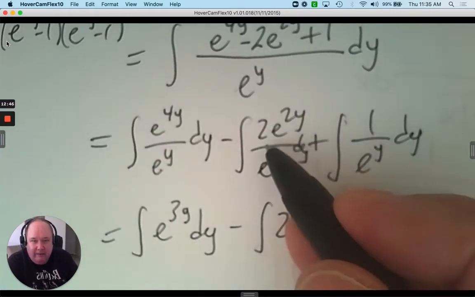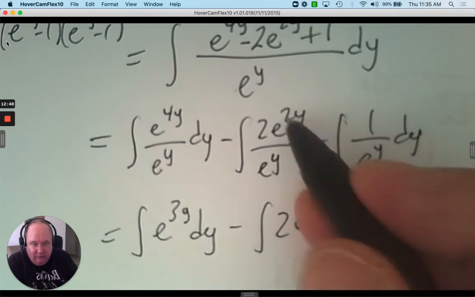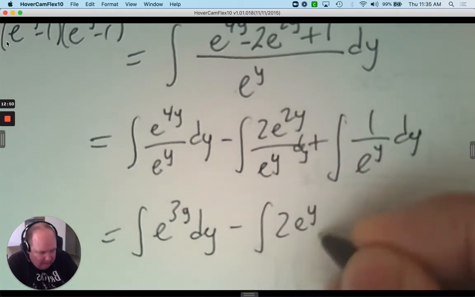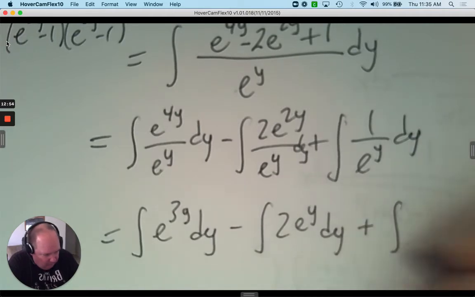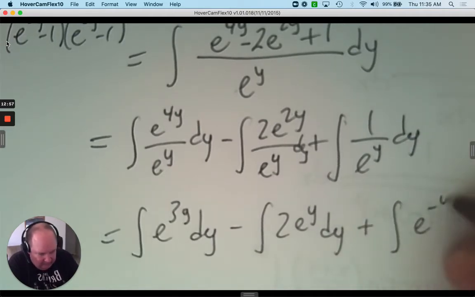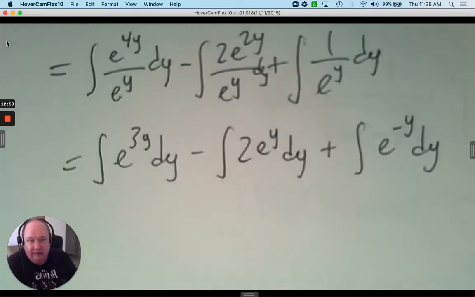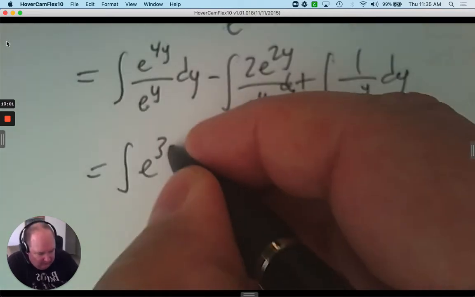Again, if the bases are the same, subtract the exponents. So 2y subtract y is 1y. And then 1 over e to the y is just e to the negative y. So write it calculus friendly. So now we're getting closer to being able to do this.